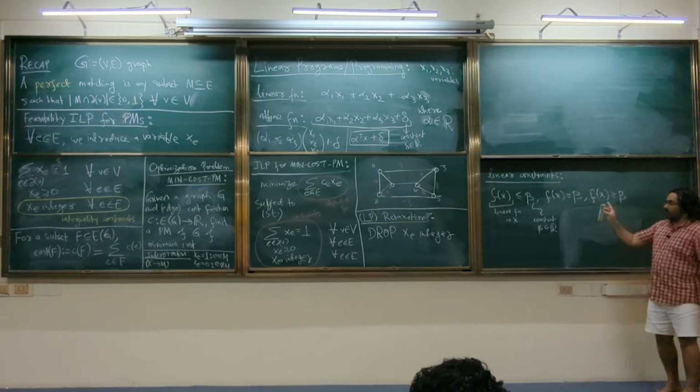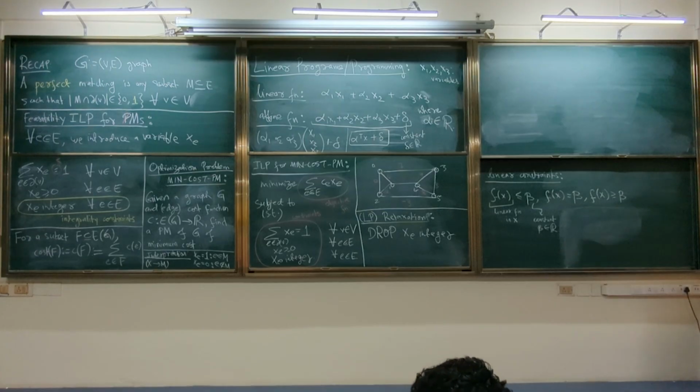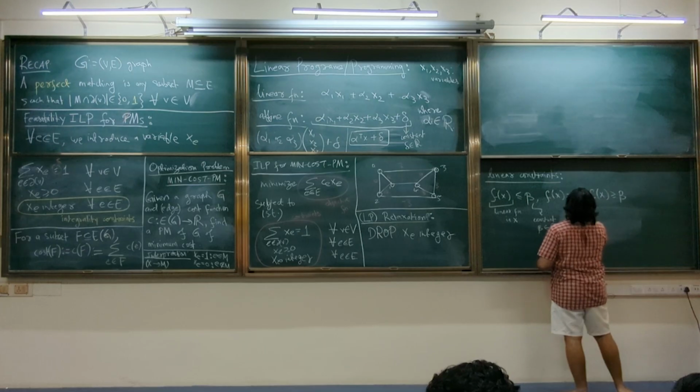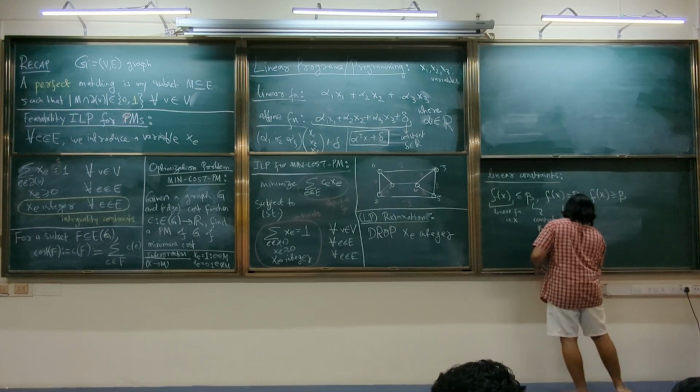Okay. So that's what a linear constraint is. And now we are ready to define a linear program, which we shall abbreviate to LP.